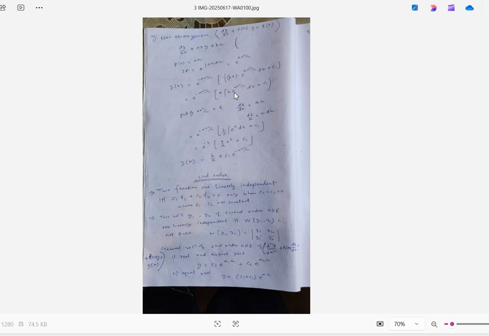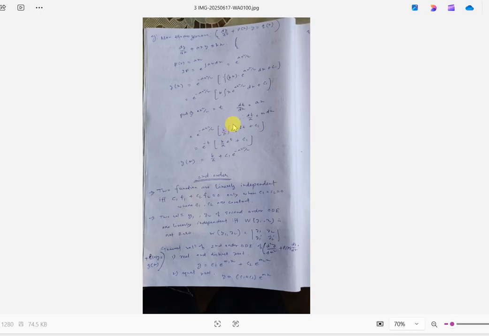and we can put ax square by 2 as t. So e to the power t, this will become dt, and outside b by a.